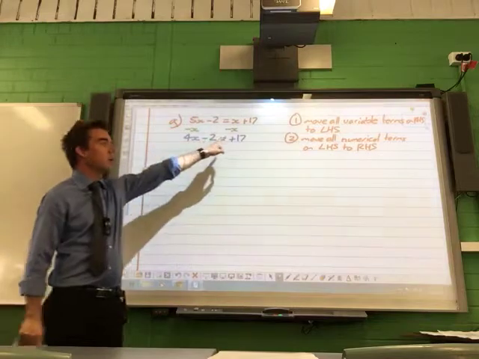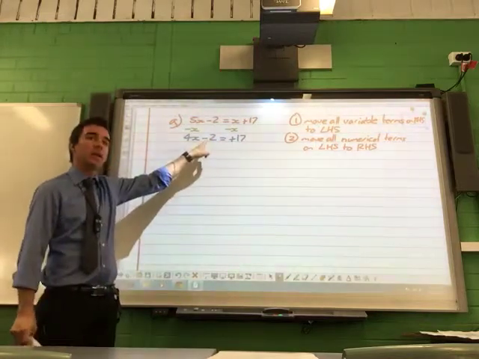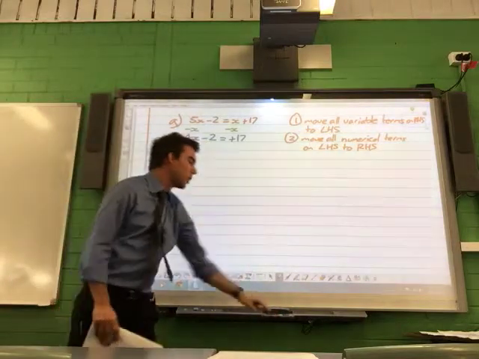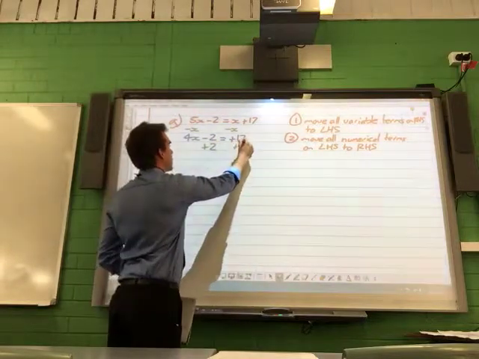So, on the left-hand side, right-hand side, we're referring to the equal sign. So on the left-hand side, I've got the negative 2 as my numerical term there. So I need to do the opposite to my negative 2, take away 2, which is adding 2 to both sides.